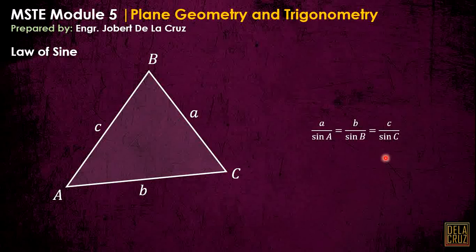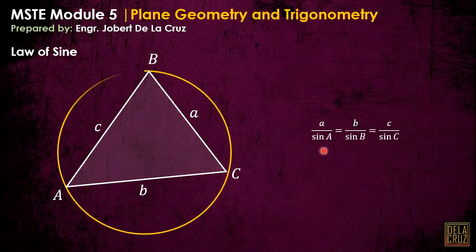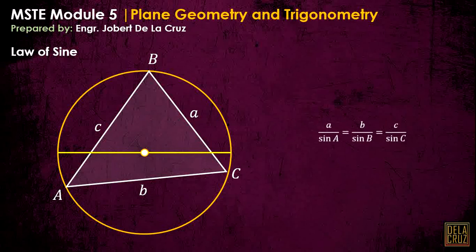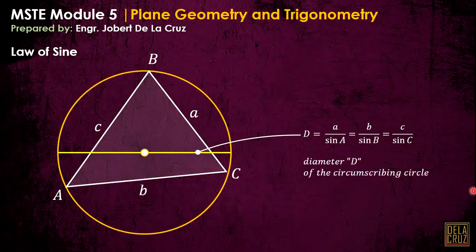Now, did you know that this constant is just equals to the diameter of the circumscribing circle? Okay? If that triangle is circumscribed by a circle, then the diameter of that circle is just equals to the constant in the sine law. Okay? So, that is a very useful principle when dealing with geometry problems.